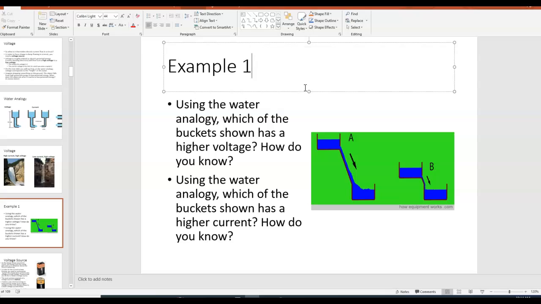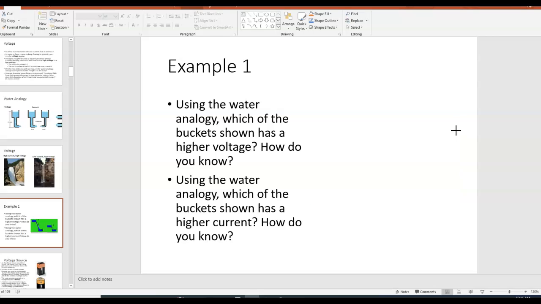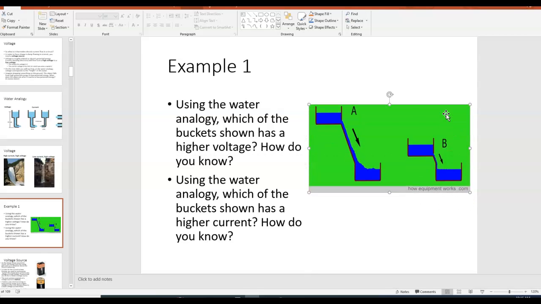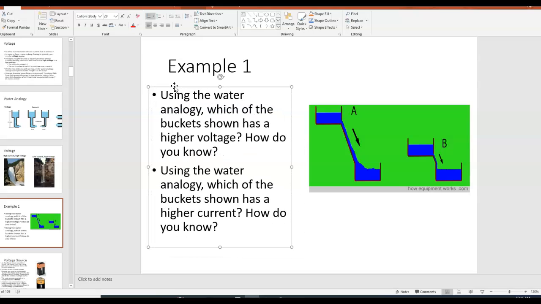Okay, so if we do a simple example using the water analogy, which of the buckets shown has a higher voltage? We have bucket A and bucket B. See if you can figure out, just looking at this picture, whether bucket A or bucket B would correspond to a higher voltage if we're using the water analogy. Okay, so it is obviously bucket A, because bucket A is at a higher height, meaning there's more energy causing the water to flow down from bucket A.